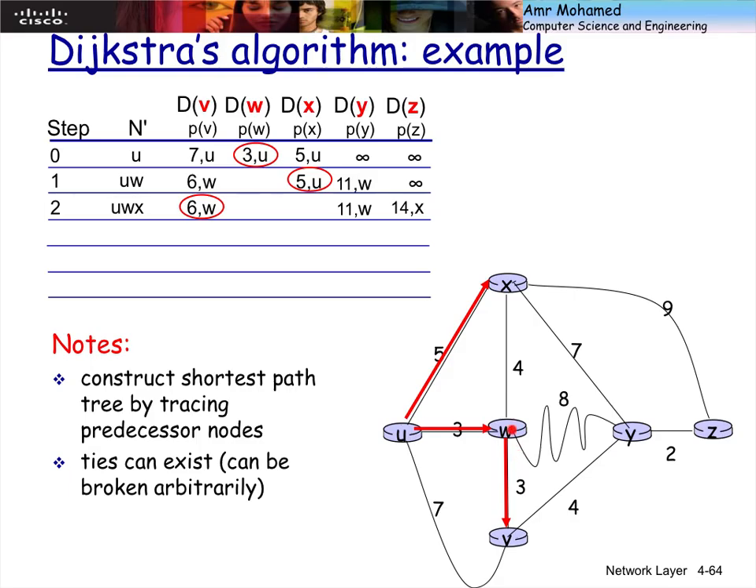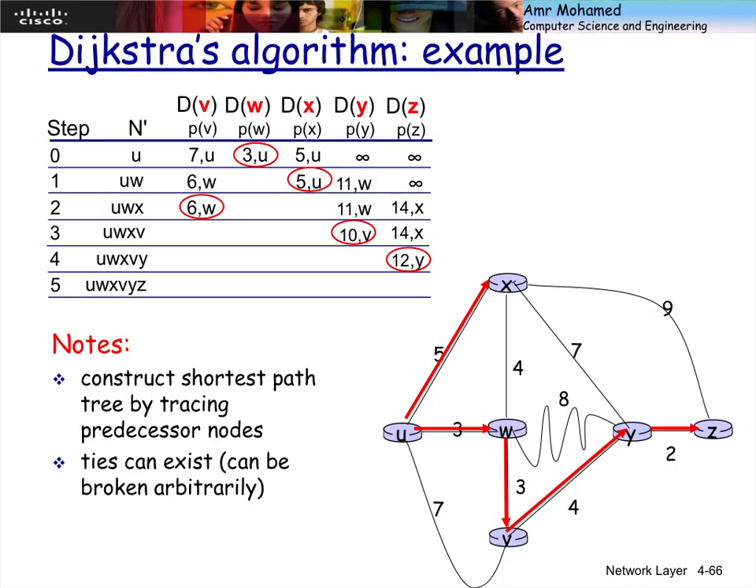Again, iteratively, at each step we include one node in the shortest path tree. Okay? So we keep doing this. Now we connect to Y, and next we connect to Z. So this is the shortest path tree. As you can imagine, the shortest path tree includes a subset of the edges in the graph. Okay? So from this shortest path tree, we can construct the routing table very easily.